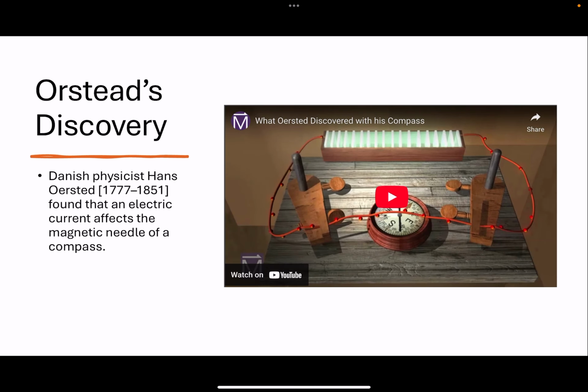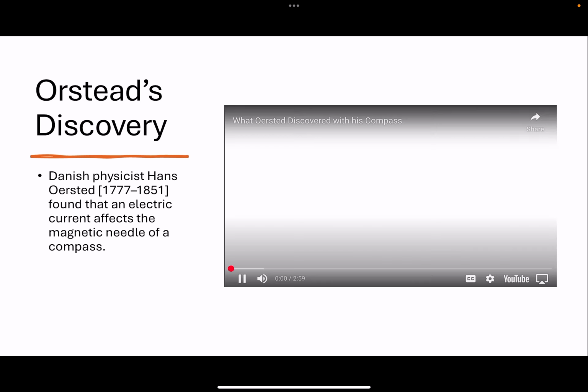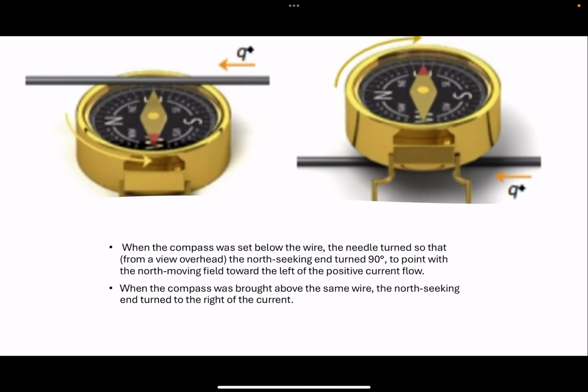So we watched a little video about Ørsted's discovery, just to talk a little bit more about it. He was putting current through a wire, and when he held his compass a little too close, he noticed that when the compass was set below the wire, the needle turned so that, looking overhead, the north-seeking end turned 90 degrees perpendicular to the flow of current through the wire, to point with the north-seeking end toward the left of the positive current flow. So if you look at the picture, you can imagine it that way. If the current is flowing to the left, the north would point 90 degrees left of the current flow, so kind of towards us.